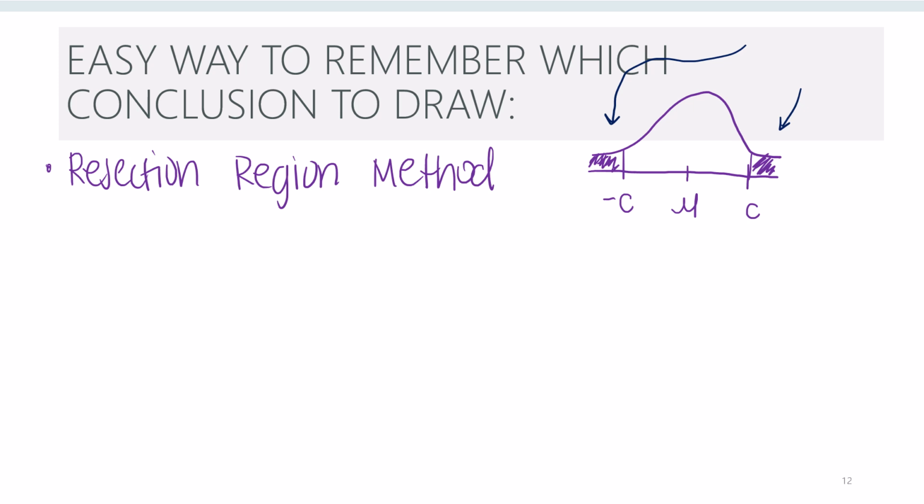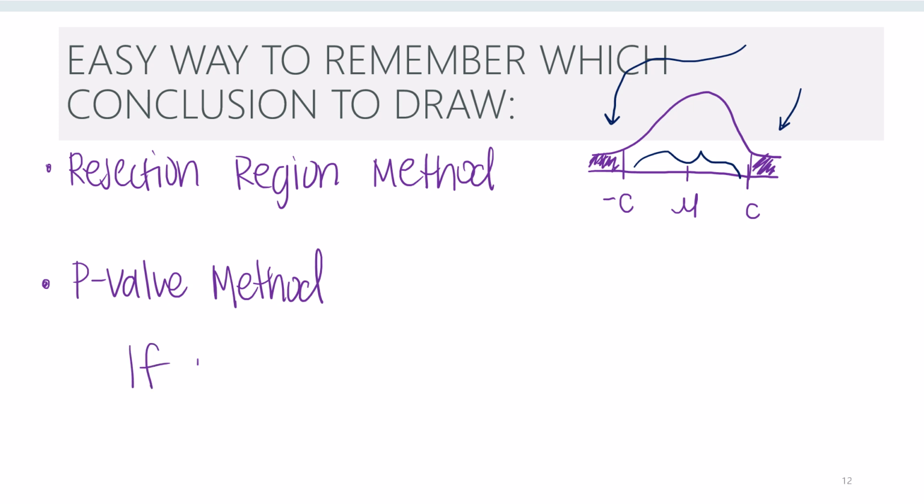If it fell into either one of these regions, then you would reject the null hypothesis. If it fell somewhere in between these two numbers, you would fail to reject. Now, to me, this is not the easier way to do hypothesis tests, so that's not the way I'm going to teach you. I'm going to teach you the p-value method, which in my opinion is much easier. And here is the easy way to remember which conclusion to draw. It says if p is low, reject H0.